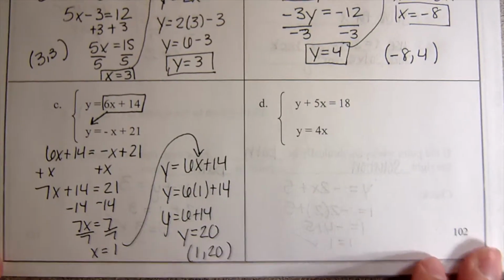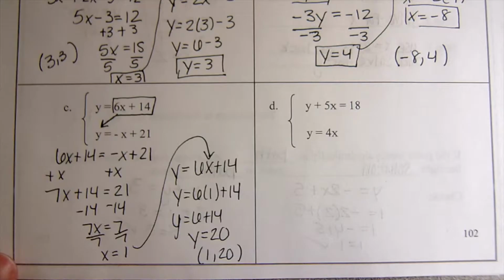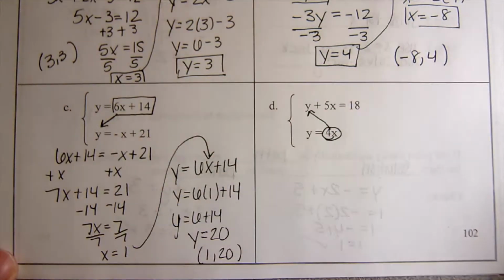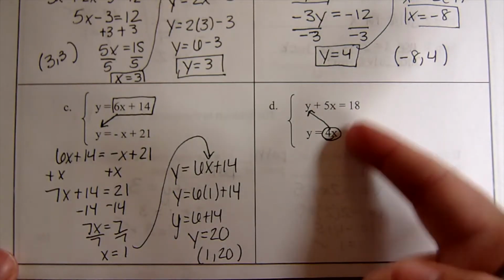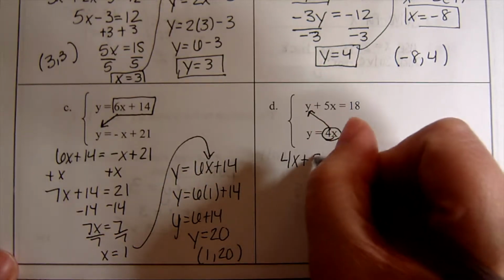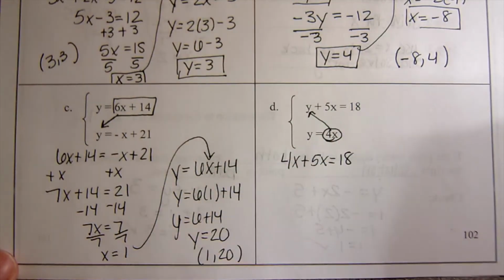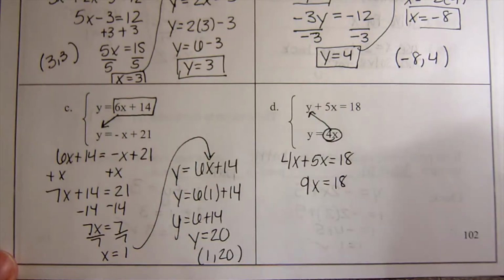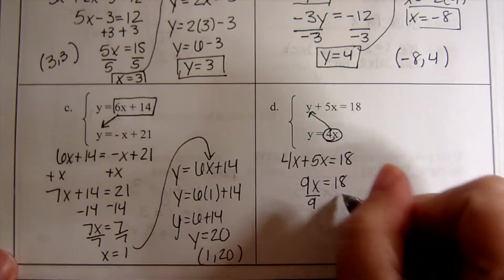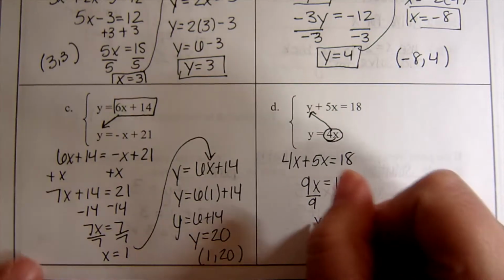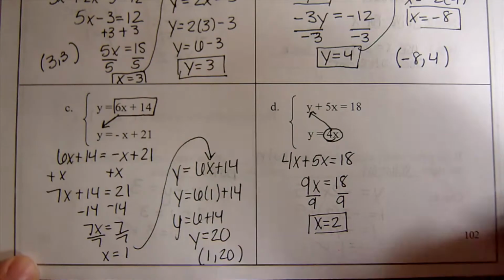D. What am I plugging in and where? For y, 4x for y. All they did was flip which one was on top. It doesn't matter. So 4x plus 5x equals 18. What do I do next? Combine. So 9x equals 18. Divide both sides by 9. X equals 2. And then what?